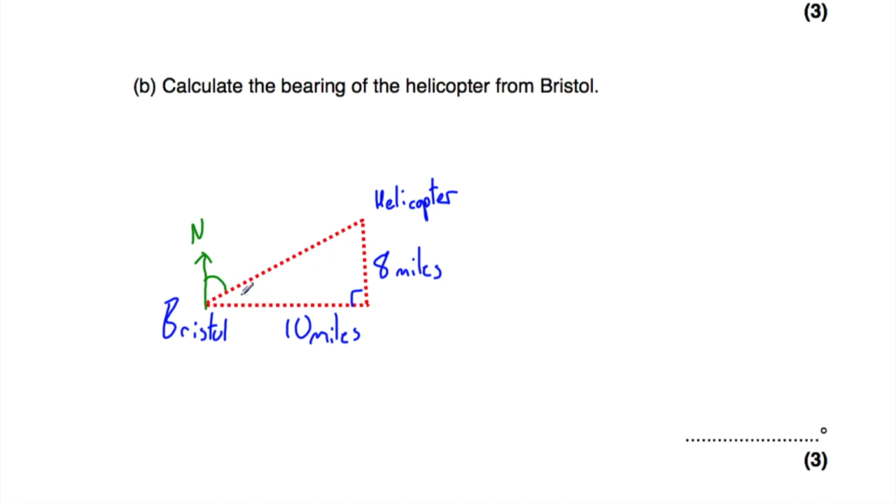Now what I'm actually going to do in this question is find the size of this angle here, x. I'm going to find this angle because this is a right angle from the north line to east. So if I can find what x is, then I can take that away from 90, and that'll give us that angle, and then we can use that to find the bearing. So let's look at this triangle and let's find the size of this angle x.